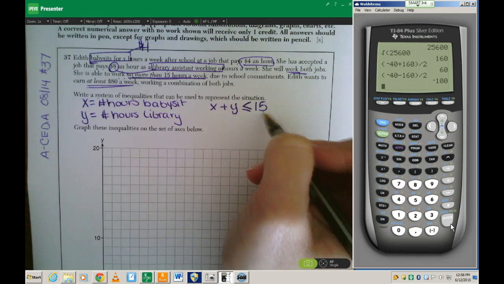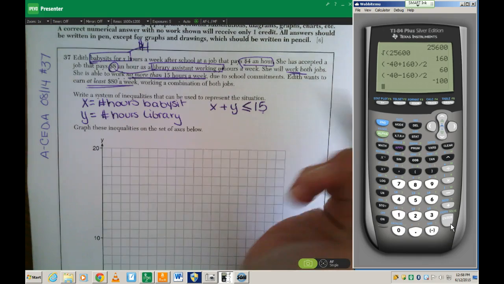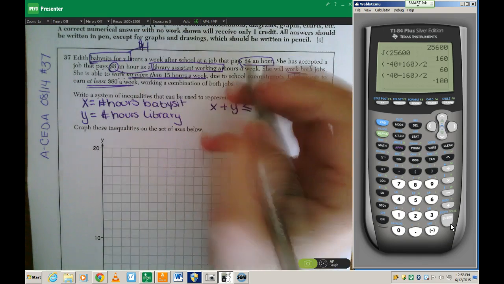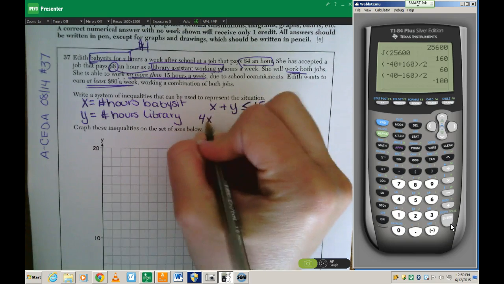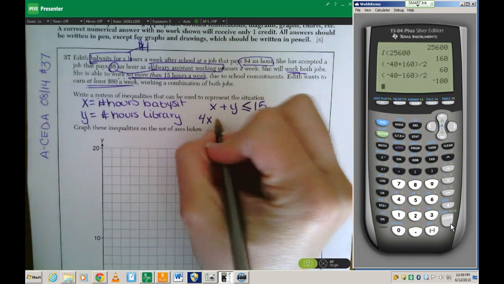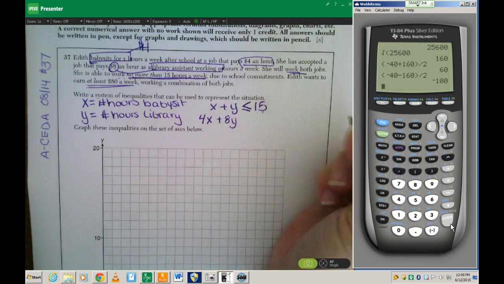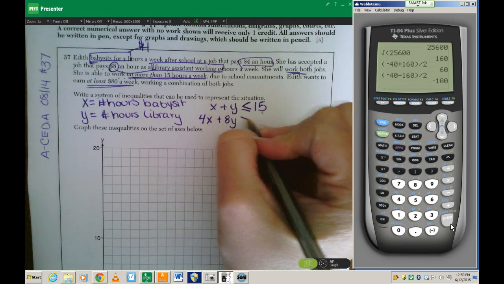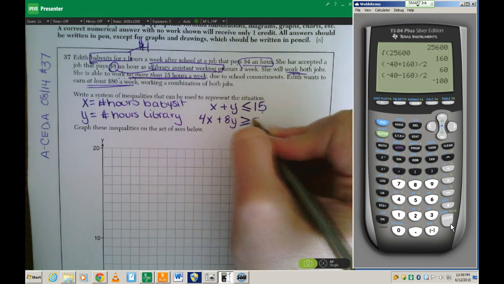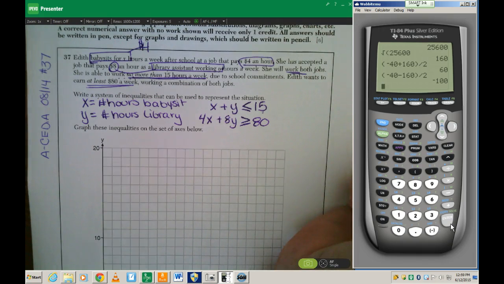Now, because she could also work 15, she wants to make it at least 80. So we're going to take our 4 times our X plus our 8 times our Y, and she wants to make at least 80, so it's going to be big like that. 80. That's our system. Now it wants us to graph it.